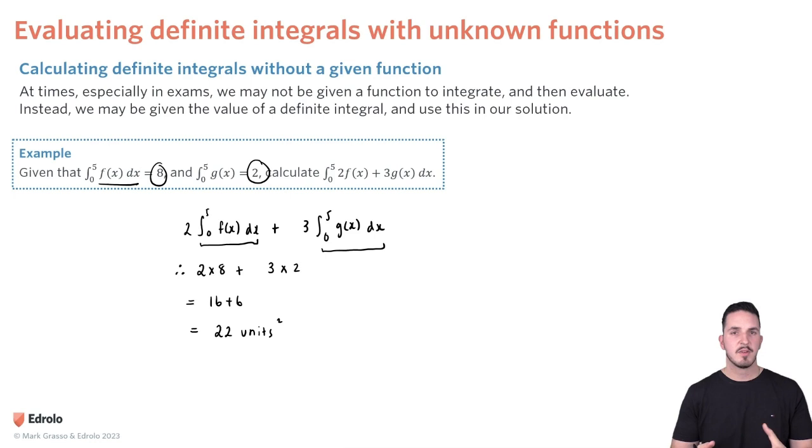So we can use our properties to essentially manipulate it such that we can just recognize the information they've given us. And it's like, hang on, we actually have this integral. We know what this evaluates to. Now we can substitute it in and find what the question is actually asking for us.